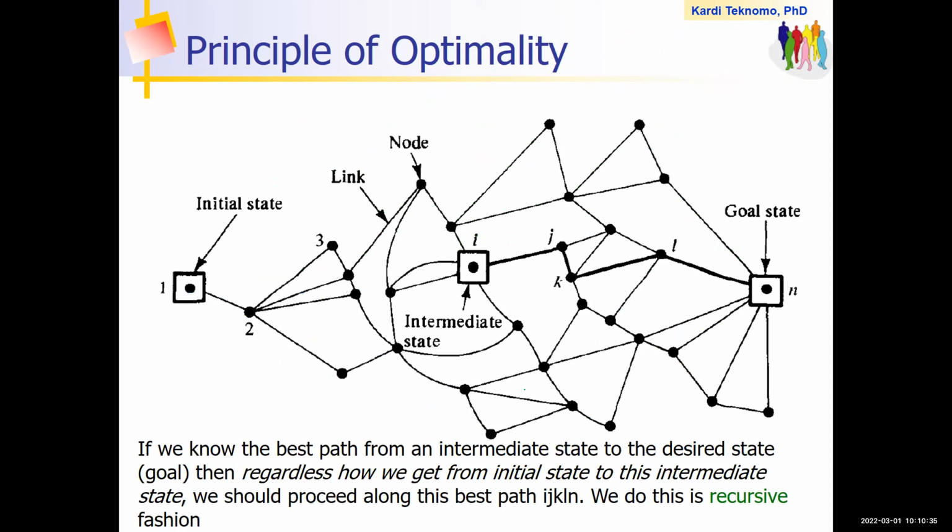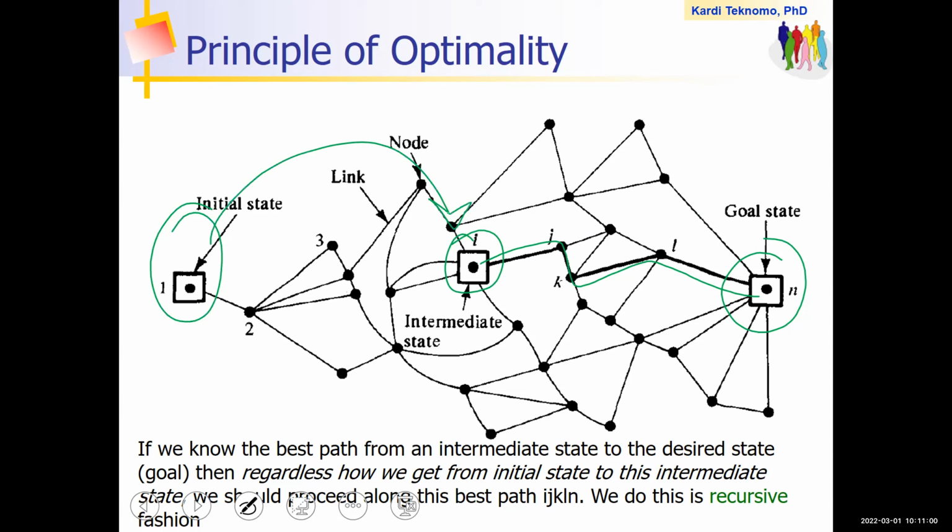So here, if we know the best path from the intermediate state here to the desired state, the goal state here, for example, this best path is already known, then regardless of how we get from the initial state here to the intermediate state, we should think of it as recursive. Yeah?